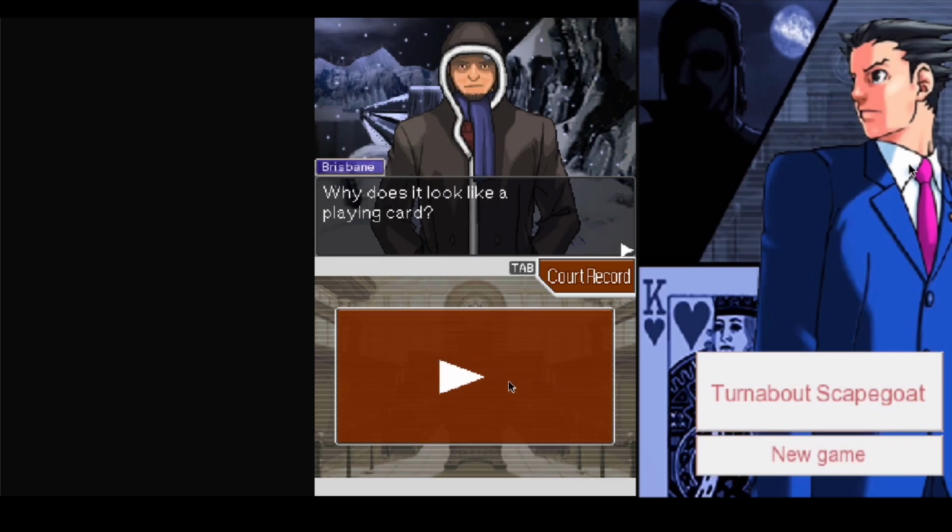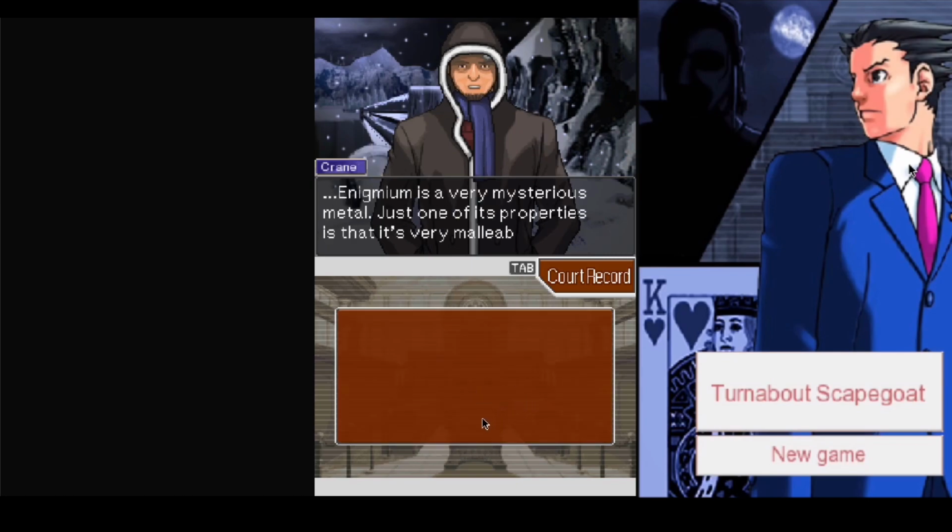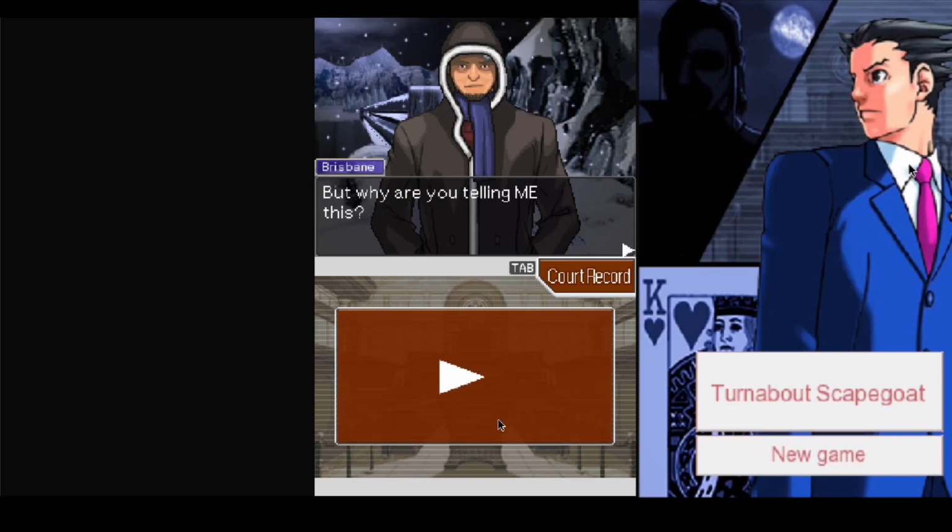Why does it look like a playing card? Enigmium is a very mysterious metal. Just one of its properties is that it's very malleable. Another being that it is card-like in texture and flexibility. So, should my stepbrother find me, I disguised it as a playing card. He and I used to work in the field of sculpture, so it wasn't hard. The perfect disguise to hide it from thieving eyes. But why are you telling me this?